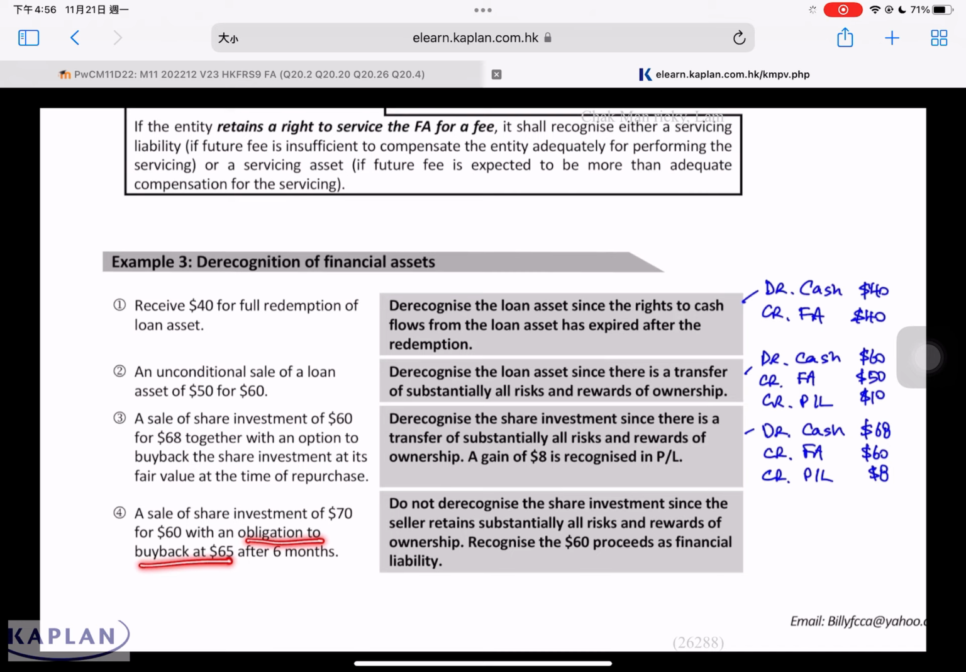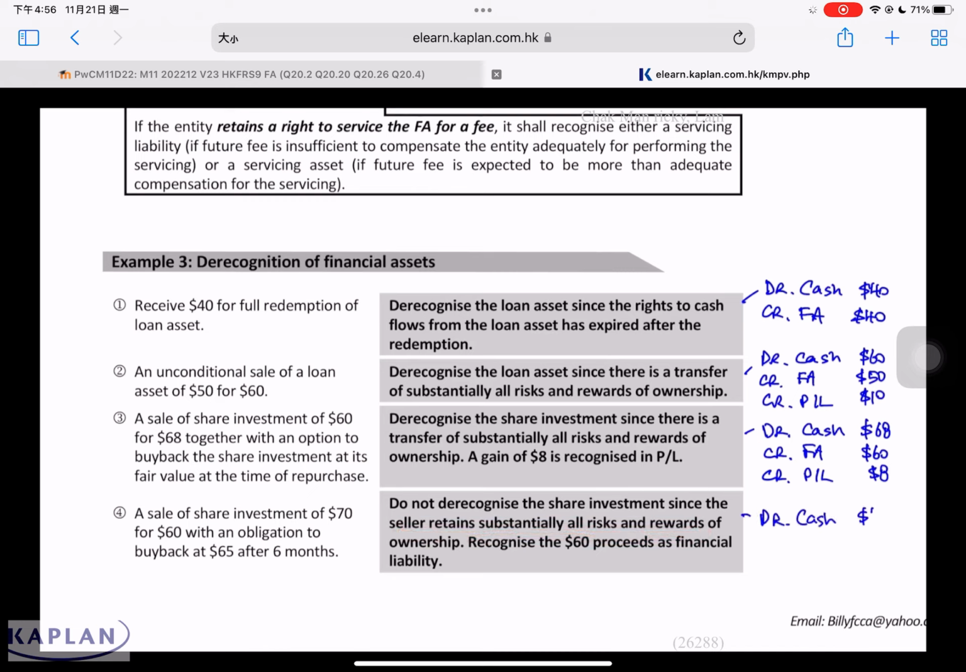When the share price drops, I suffer. When the share price increases, I benefit. When you pay me $60 and take back 65, you as a buyer are not worried about the changes in value of the share because you'll be earning the $5 from me after 6 months. Me as a seller, I'm still concerned about the movement in share price. That means I've not transferred substantially all risk and real ownership. I retain substantial risk and real ownership. So in this case, the seller, me, cannot derecognize.